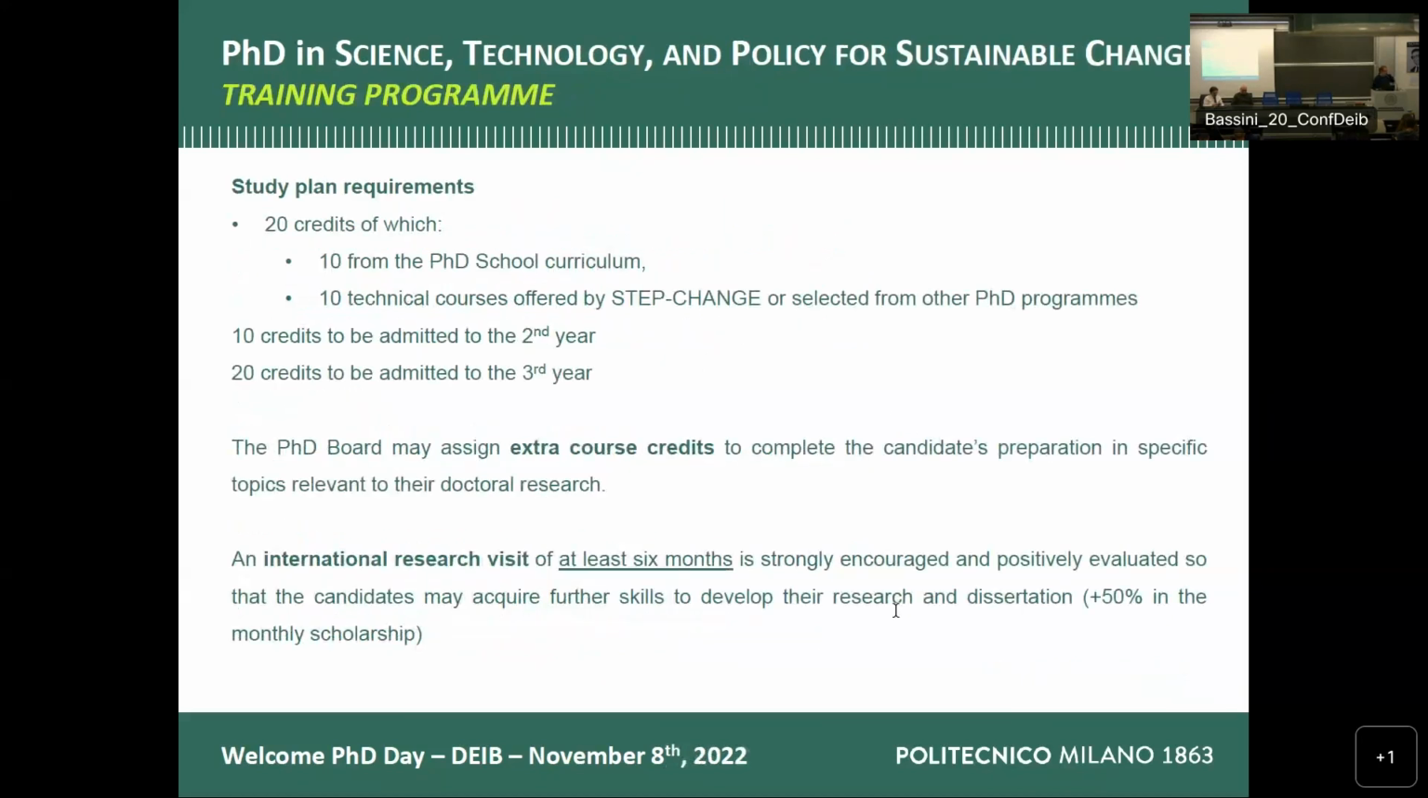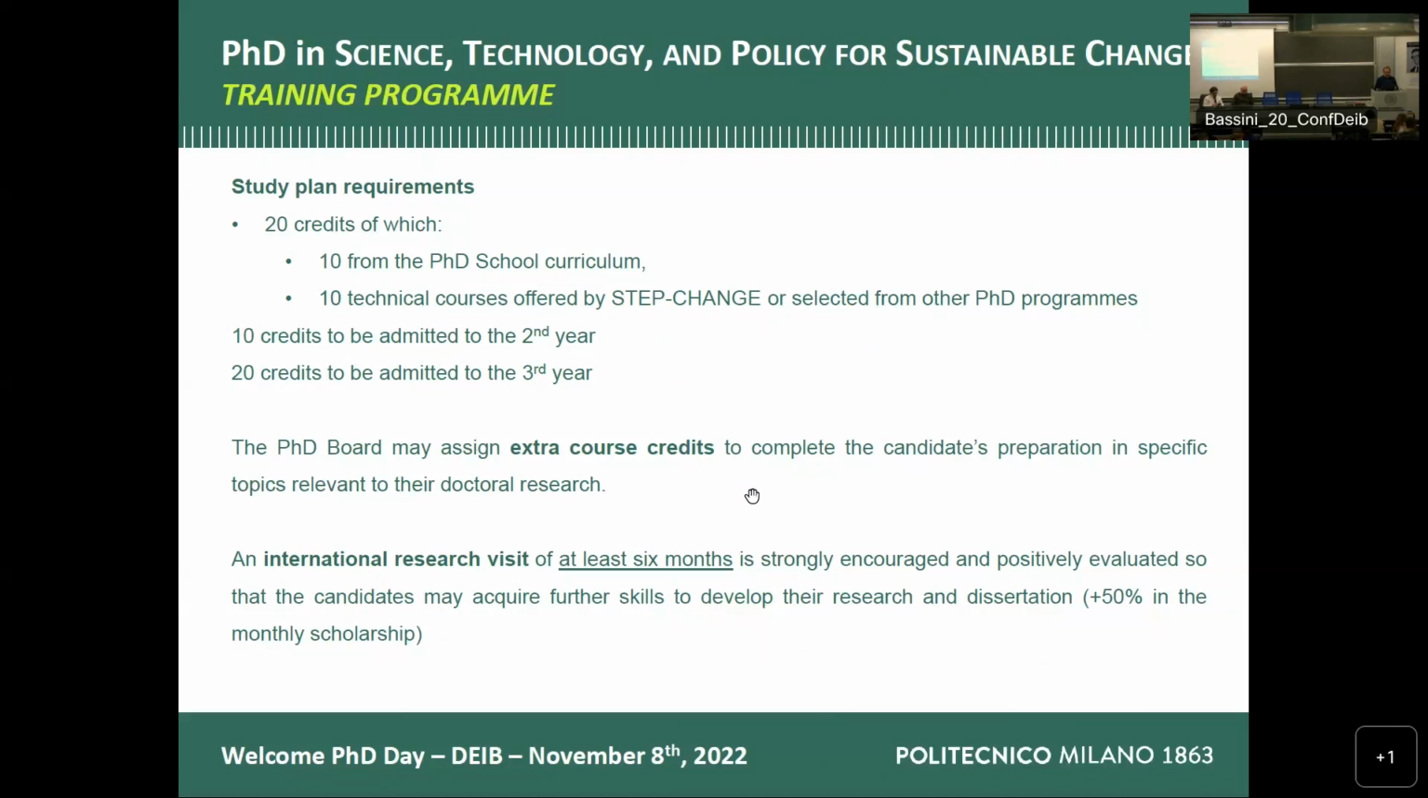Now, in terms of study plan requirements, in order to foster multidisciplinary activity beyond just the direct training, we try to keep the number of credits required as low as possible. So there are 20 credits to be done in the first 2 years. 10 have to be selected in the PhD school curriculum, so they have to be these soft and transferable skill courses, and 10 are more technical courses offered by our program, and that can also be taken from other PhD programs depending on your specialty and focus in the PhD. Of course, we may decide as a board to assign extra course credits.